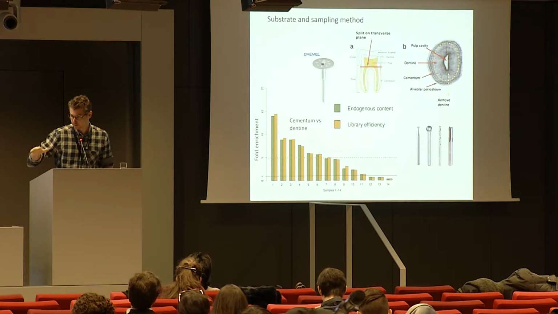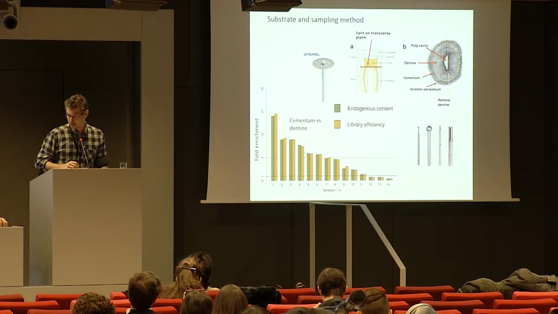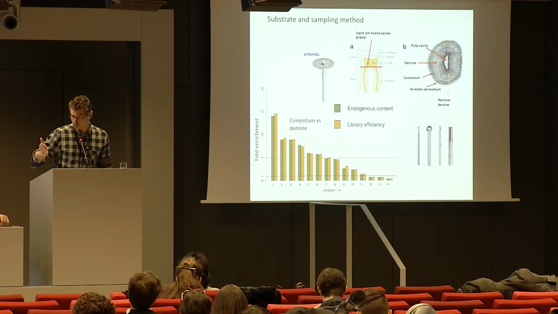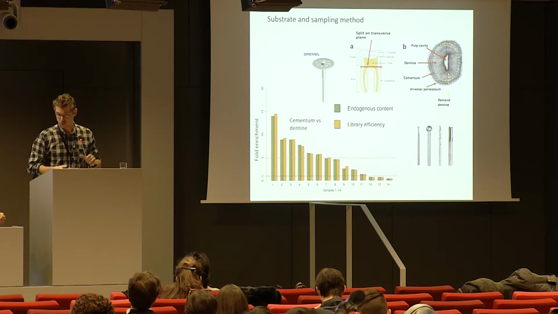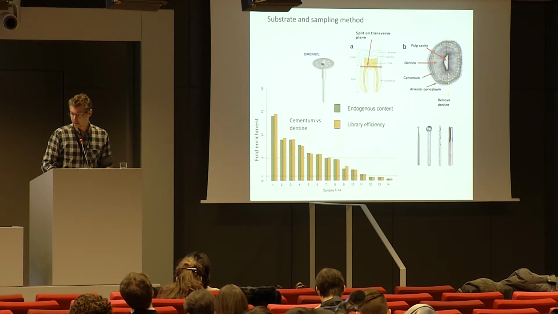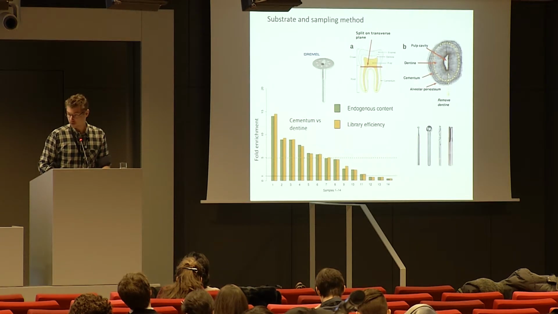And you can see here for many of these samples, there are 14 samples here, you get more than 5 times more endogenous human DNA content by targeting the cementum layer in contrast to the dentine layer. So there's a lot of money to be saved here when doing it like that. And have we known this from the start, it could really have saved us a lot of time and money.